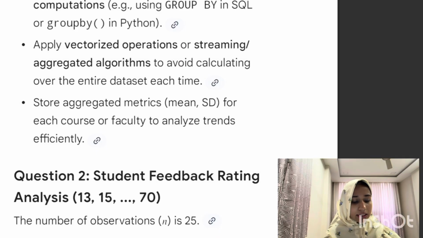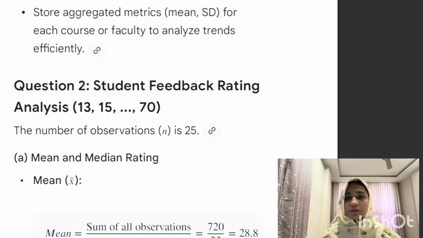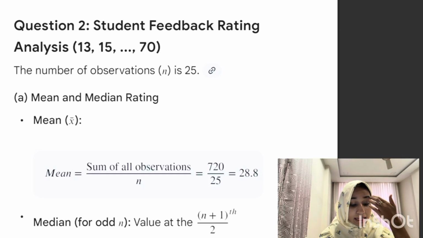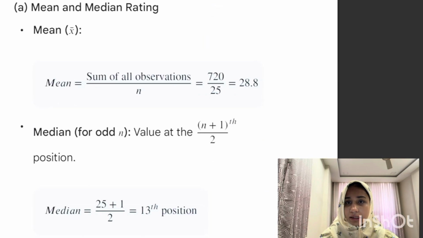Question 2 is: suppose the student rating can be from 1 to 100. We have the student ratings data given in sorted order, and the question contains various parts that we have to apply to the given data set. The number of observations, n, is 25. Part A says to find the mean rating and median.